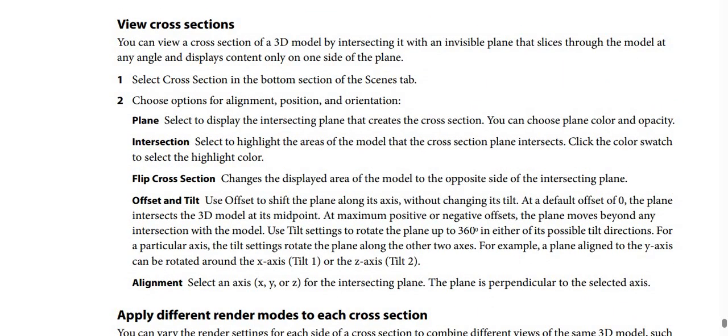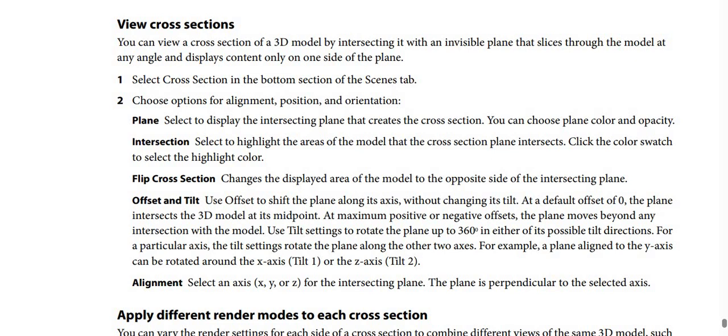The first step, you should select cross section in the bottom section of the scans tab. And step number 2, you should choose options for alignment and the position and orientation. And we have options here now. The first option, plane. Plane means to select to display the intersecting plane that creates the cross section, and you can also choose plane color and opacity.